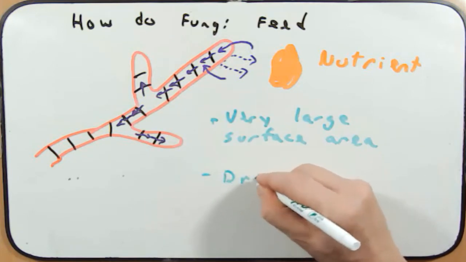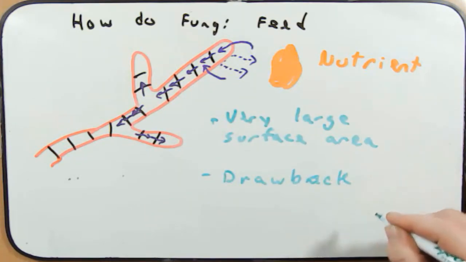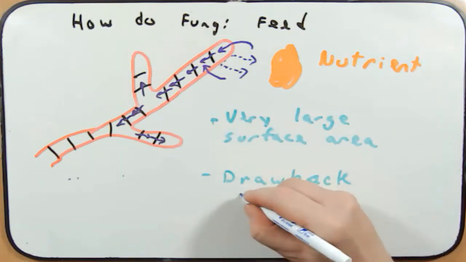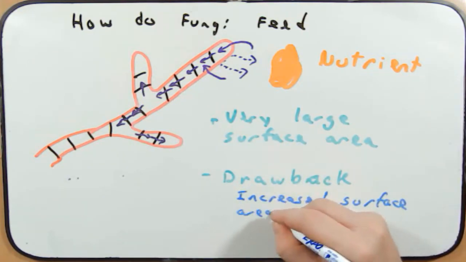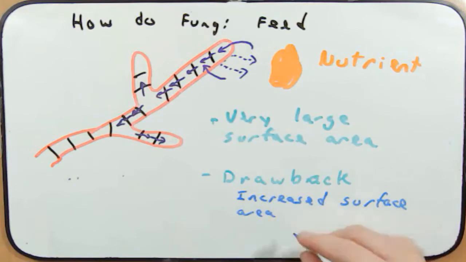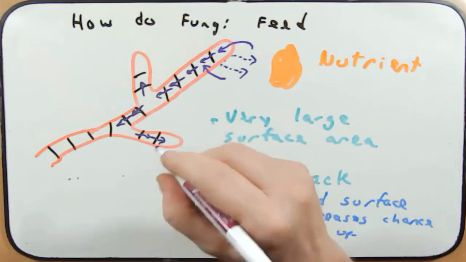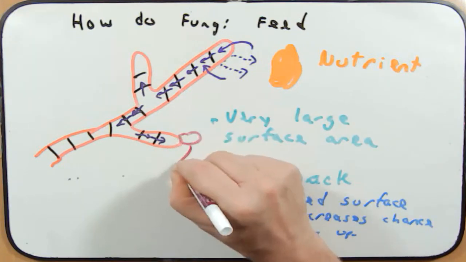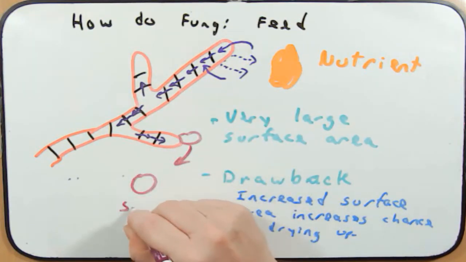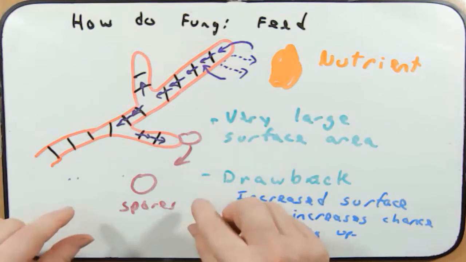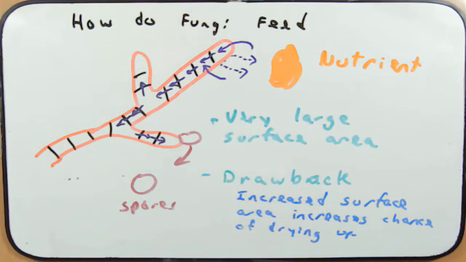But there is a drawback, and I alluded to this drawback a little bit ago when I showed you the picture of the mushroom. And the drawback is that this increased surface area increases the chance of drying up. Now, what happens when these hyphae begin to dry up? Well, one thing that they will do is they will produce something we call a spore. And these spores are released. I'm going to wait for just a little bit to describe what spores are and what they do, as that leads us really nicely into our next topic of life cycles and reproductive structures found in various fungi.